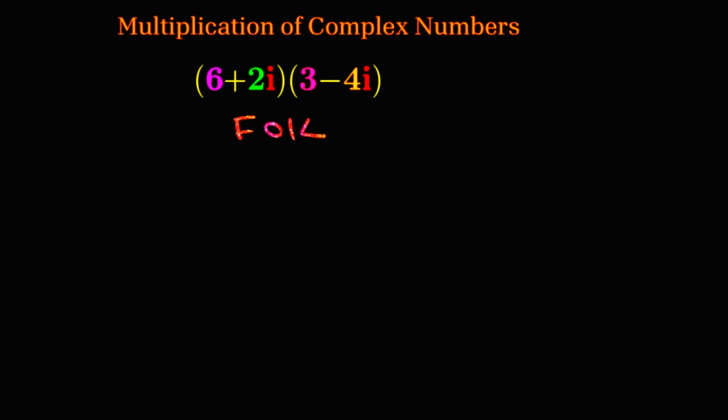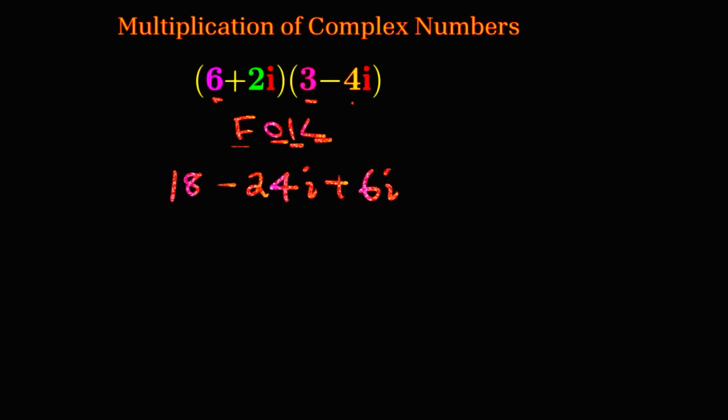So to use FOIL, you're going to take the first terms, that is 6 and 3. So you multiply those two and you get 18. Then you're going to take the outer terms, that is 6 and negative 4i. So that is minus 24i. Then we're going to look at the inner ones, that is 2i and 3. So that will be 6i.